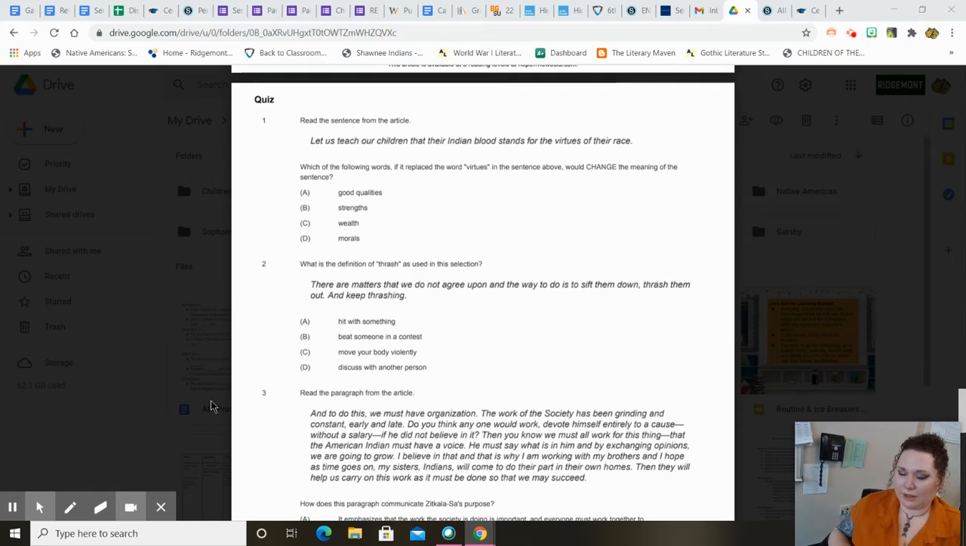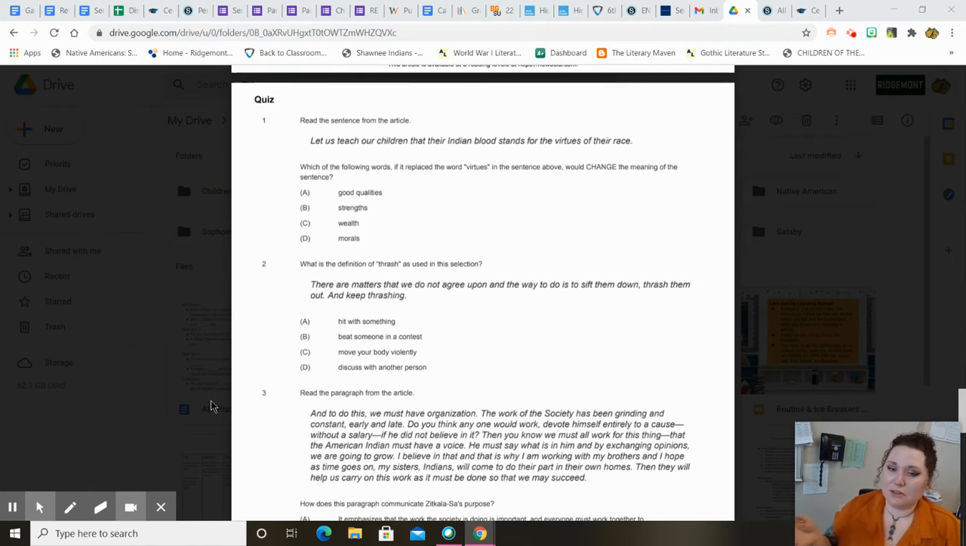If you just very quickly looked at that question, you might get confused and think they're asking you, what is the definition of virtues? But in reality, they're asking you which one of these words, A, B, C, or D, is the opposite of the definition or does not fit the definition for virtues. So if we put one of these words and replaced it in the sentence, it would change the whole sentence.